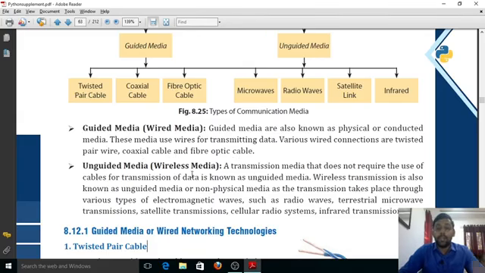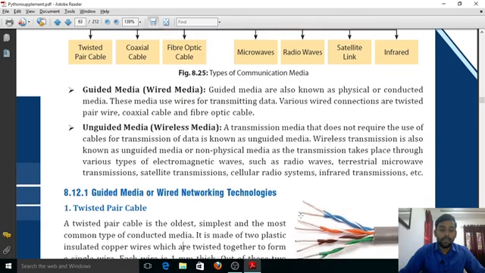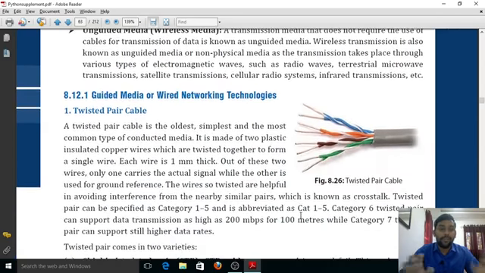Then unguided media, without wires, that means in between the sender and the receiver there will not be a physical connection. It is transmission media that does not require the use of cable for transmission of data. Wireless transmission is also known as unguided media or non-physical media, right? Yes. And it uses electromagnetic waves such as radio waves, terrestrial microwave, satellite transmission, which uses radio, meaning microwave. Then cellular radio systems, then infrared transmission. Yes. Moving on.